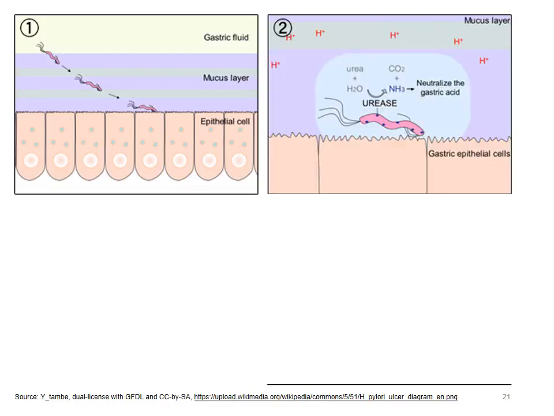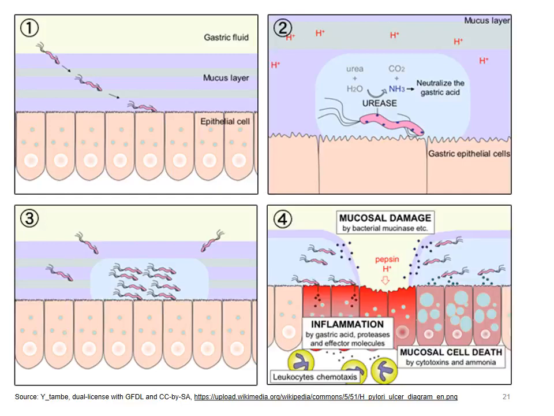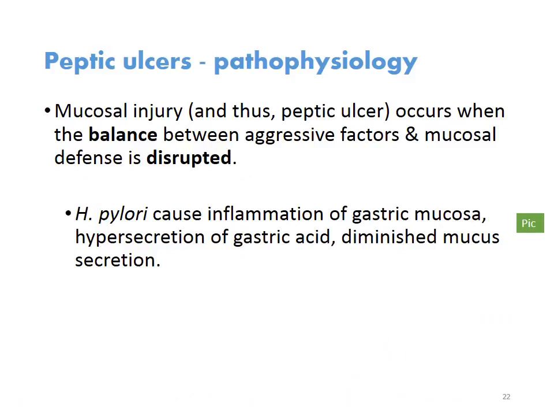H. pylori produces an enzyme known as urease, which breaks down urea to form carbon dioxide and ammonia. Since ammonia is basic, it neutralizes the gastric acid and provides a protective environment for H. pylori to survive. H. pylori continues to multiply, and it causes inflammation and damage to the mucosa. As mentioned earlier, NSAIDs are painkillers that work by reducing prostaglandin levels. But since prostaglandin is important in mucosal defense in the stomach, this can leave the stomach lining more susceptible to injury.